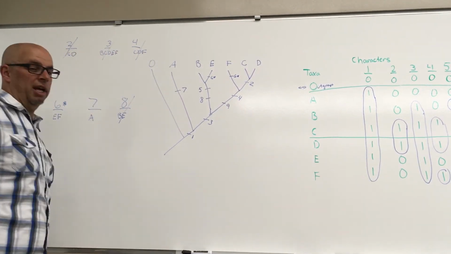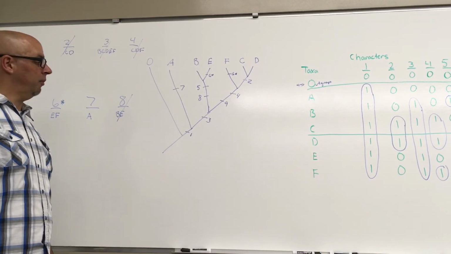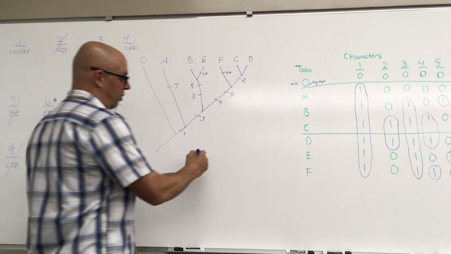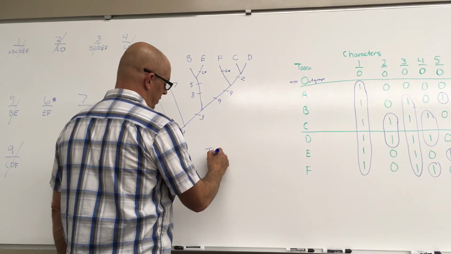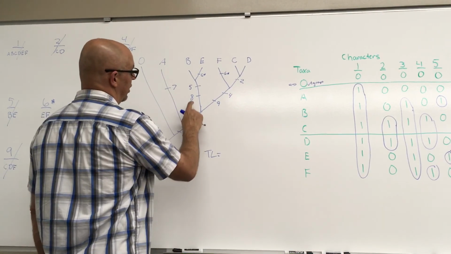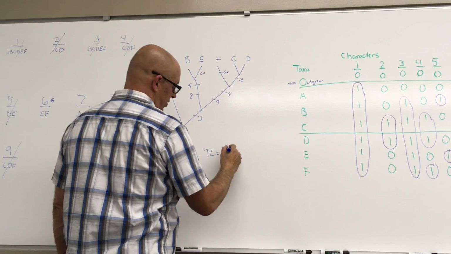Now to count up the tree length, what do we do? How do we get the tree length? It's all those numbers on the tree. Yeah, it's everywhere we've had an evolutionary event. So what we do is we just count them all. 1, 2, 3, 4, 5, 6, 7, 8, 9, 10. Tree length equals 10.